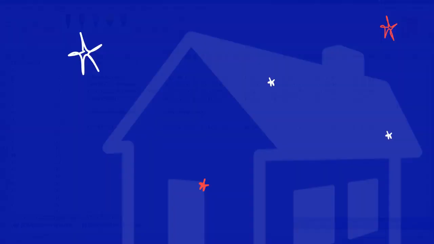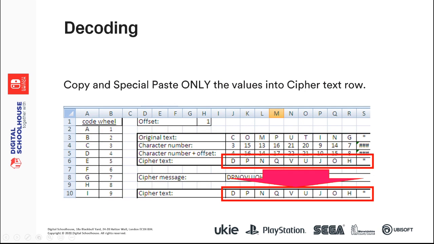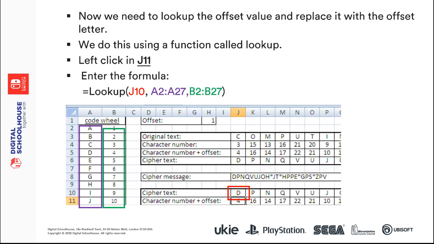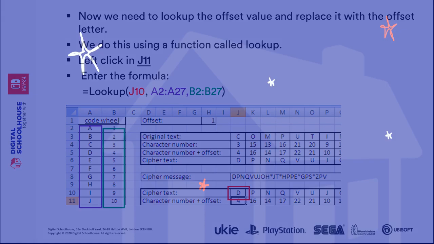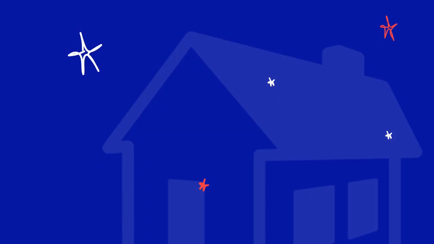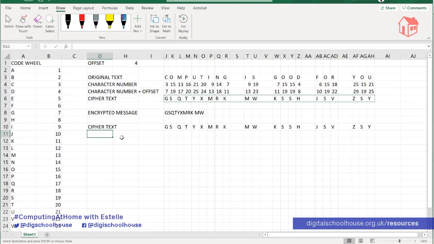Right, so the next thing we're going to think about is how we actually decode that message. We've popped the message into our spreadsheet. Now we're going to use a similar formula to what we did before to work out the character number. We're going to do a lookup just like we did previously. You should be able to do this because it's something we've already done. We're going to do a lookup to work out the number value of our letters. So this is going to be the character number.